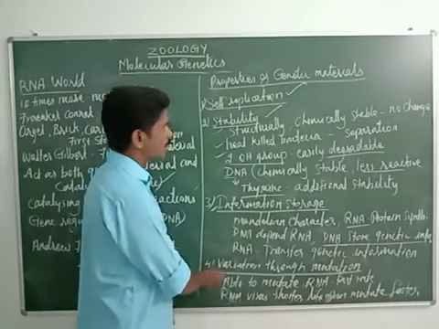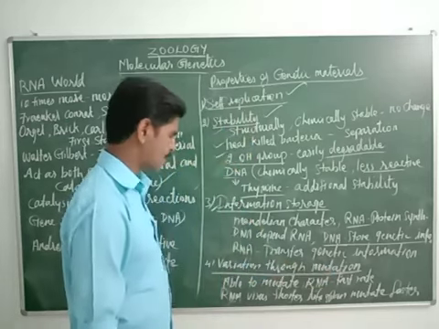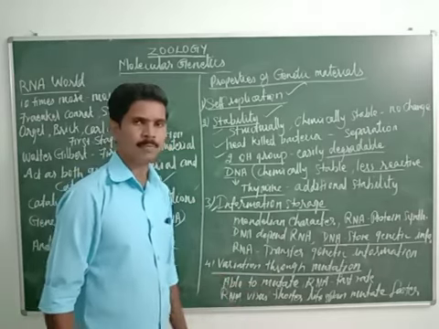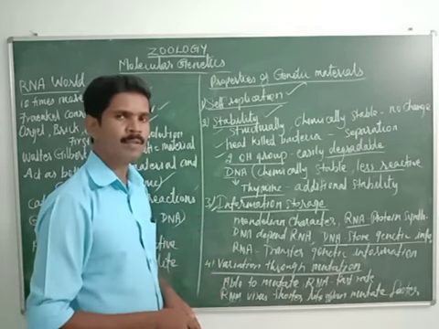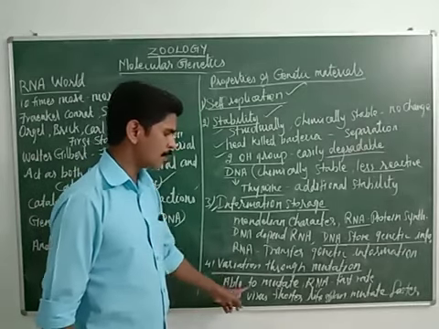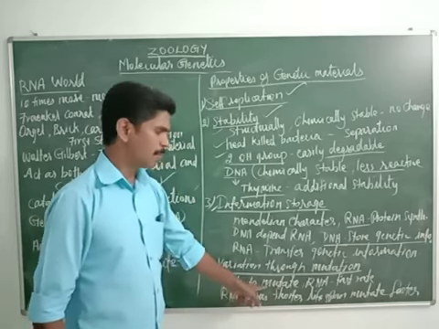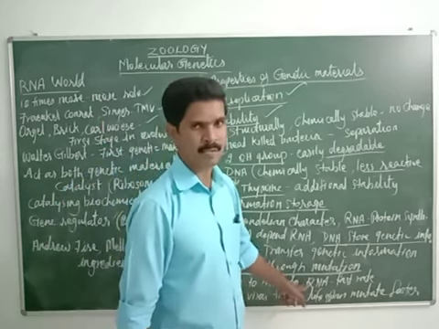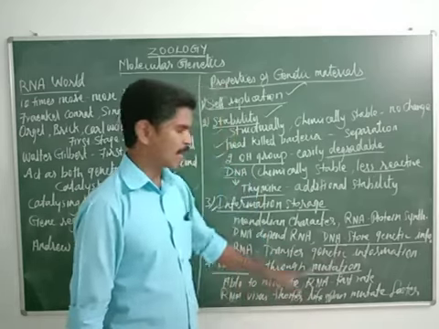Then the last property of the genetic material is variation through mutation. Listen very carefully. The genetic material should be able to mutate. Mutation means sudden change. So the first point about variation through mutation is that it should be able to mutate, whether it is DNA or RNA. Actually, the RNA molecule can mutate at a very fast rate.